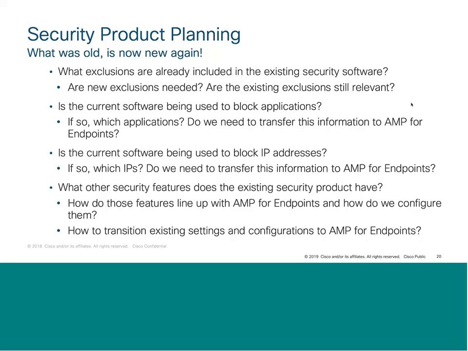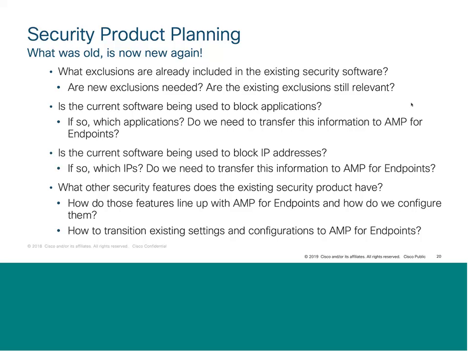Is there information here that should be handled at a different level by a different product? And especially ask those questions with the limitations of AMP for Endpoints in mind. Now, for example, I want to point out that AMP for Endpoints has an IP blacklist tool. However, AMP for Endpoints does not have a built-in firewall. There is not what I would call firewall functionality built into the product. Rather, there is command and control blocking functionality.